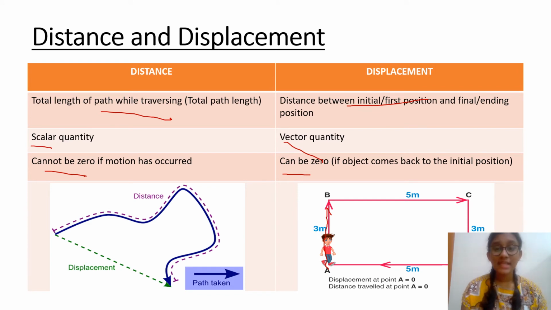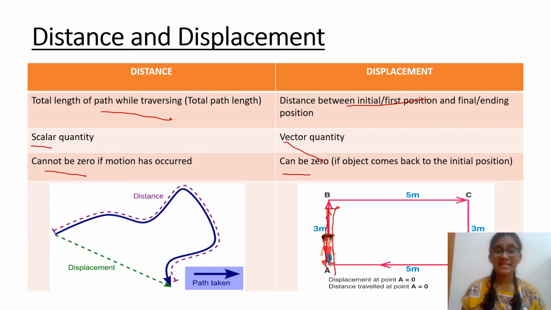But the displacement would be 0 because he has traveled from position A and he has come back to position A. So the change between position A and position A is 0 because it is the same point. So the displacement is 0. Again, you can see that this is a vector quantity because the direction matters. He traveled in a particular direction and he came back to the initial position that he started from. Therefore, it is a vector quantity.